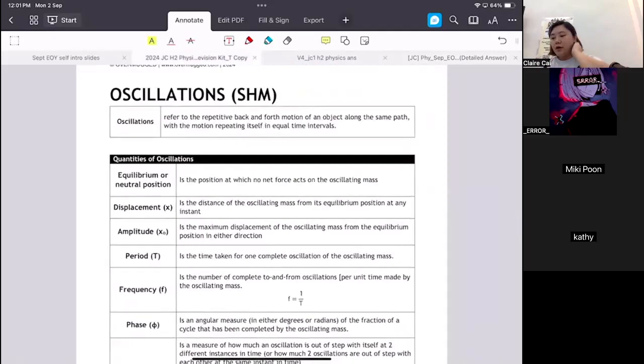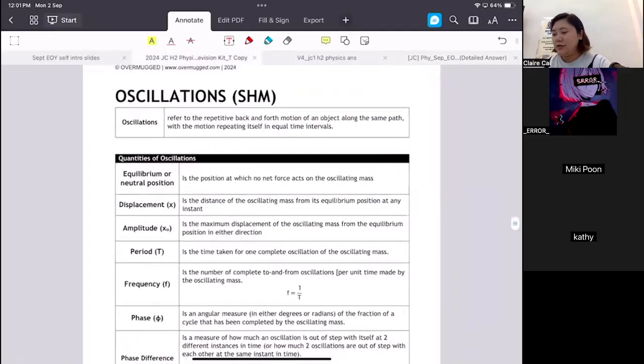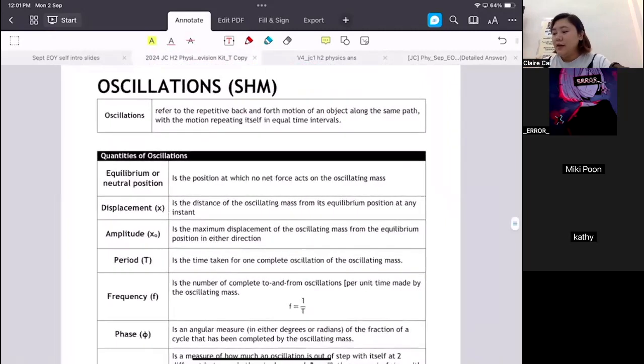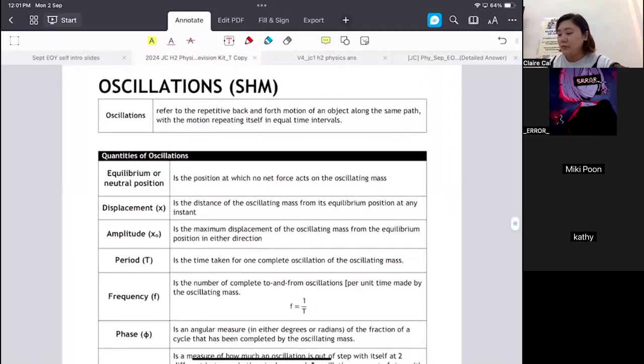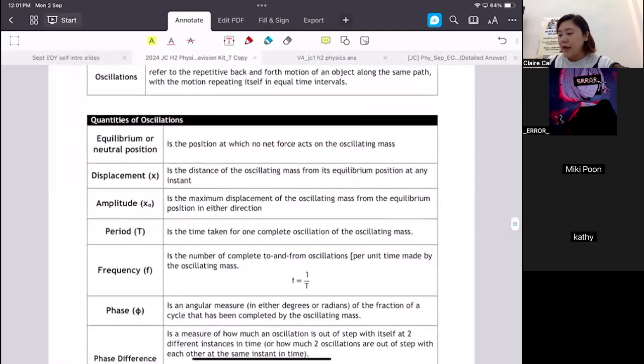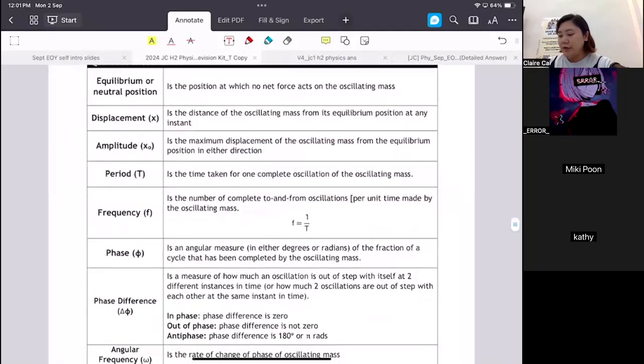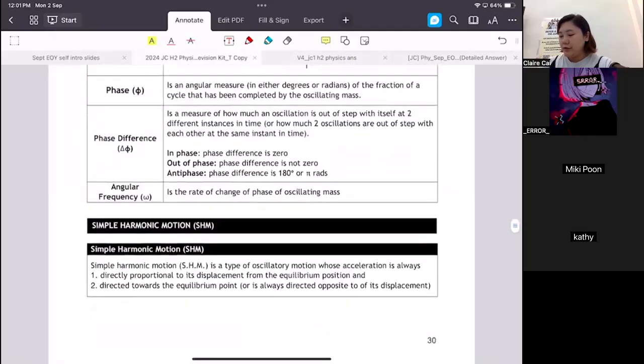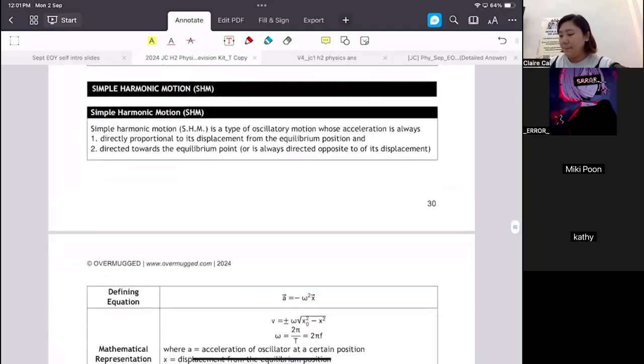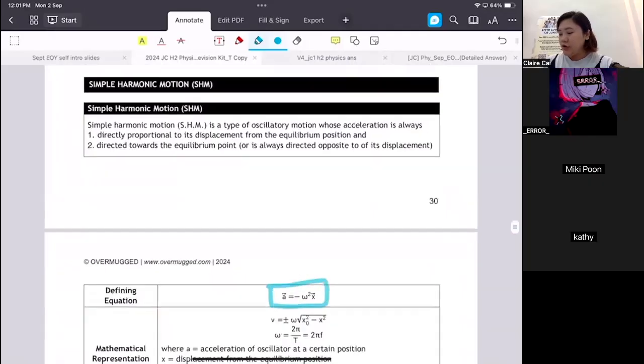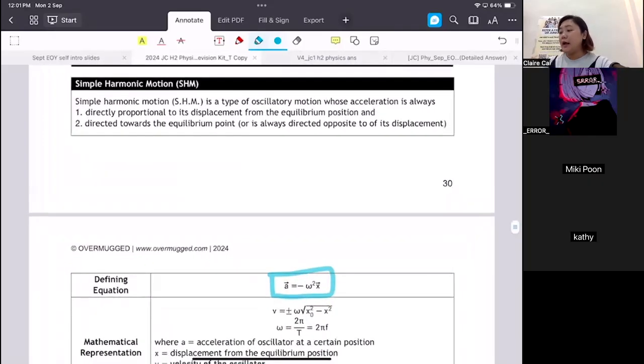Okay, for the last part, oscillation. The one where you have a lot of formulas and things to memorize. We start with simple harmonic motion, the definitions, then all these terms and the formulas. The definition for simple harmonic motion, and more importantly, the defining equation: a is equal to negative omega squared x.